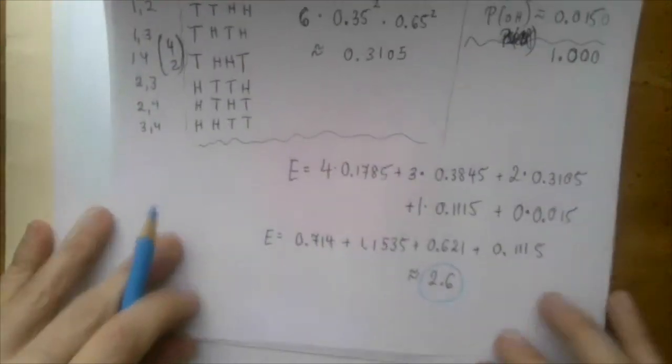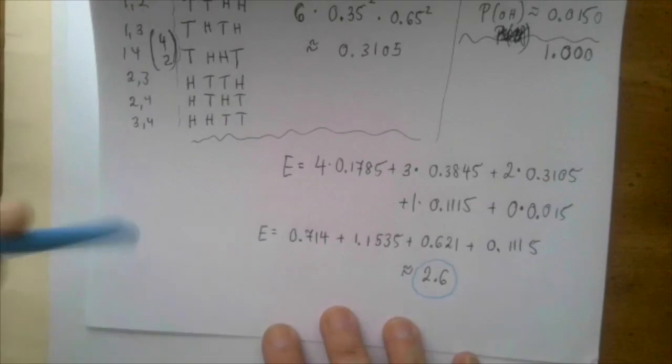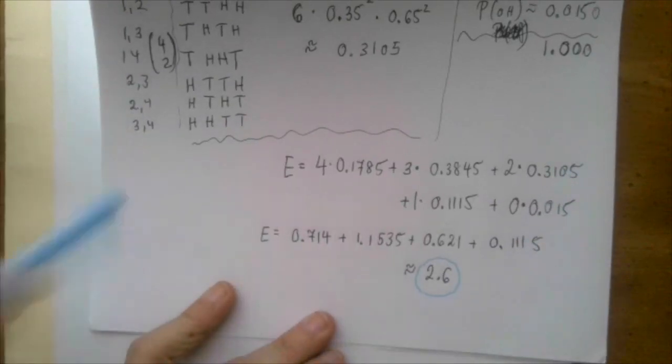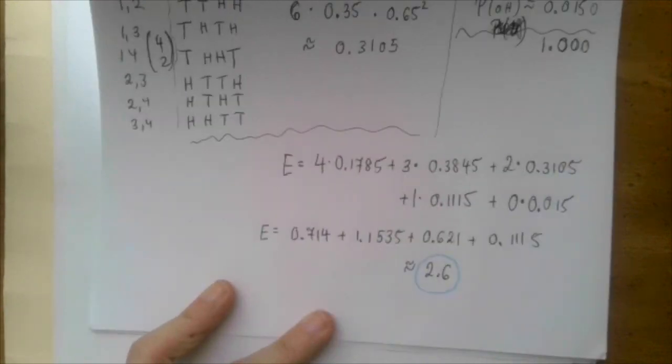Granted, that will never happen, right? The number of heads is always going to be an integer, 0, 1, 2, 3, or 4. But if we play this game many, many times, the more games we play, the closer the average value of the number of heads will be to 2.6.